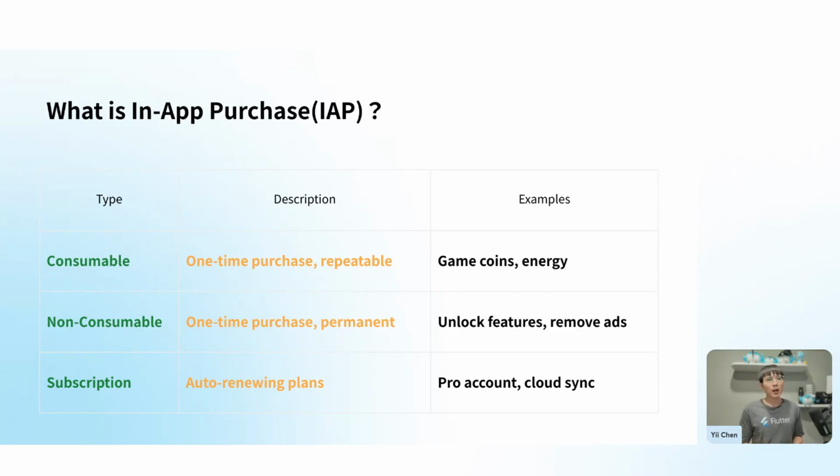And third, the most common model today, subscription. This gives users access to premium content or features over time. It could be monthly, quarterly, or yearly, and usually renews automatically. Think of these like pro access or unlocking advanced features. Each of these has its own best use case and plays a big role in how we design the user experience around monetization.